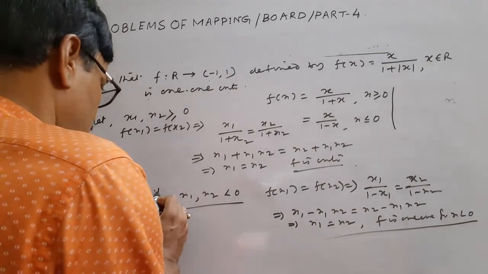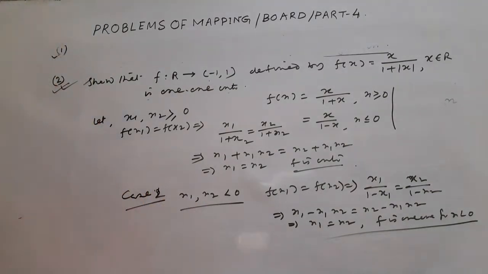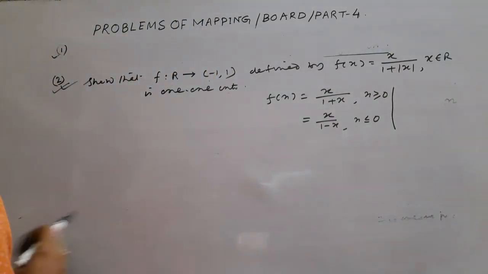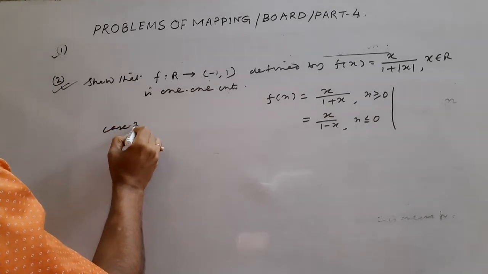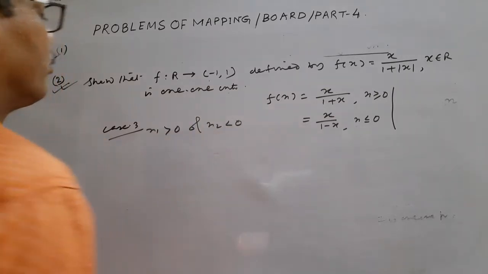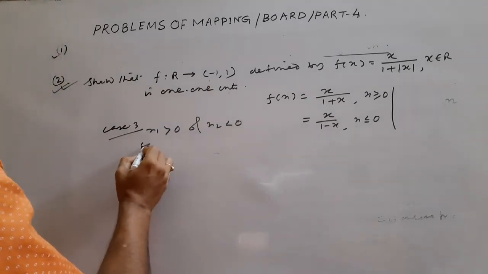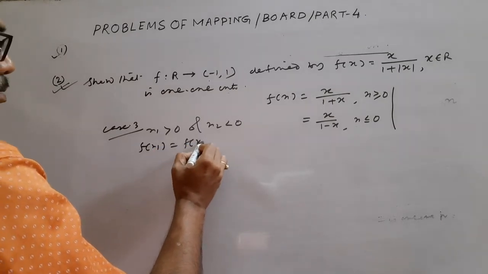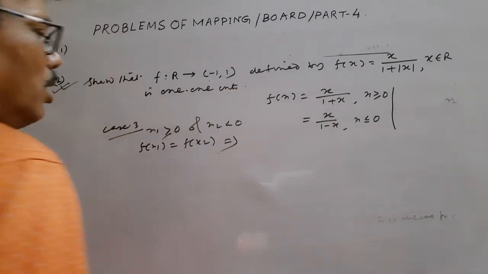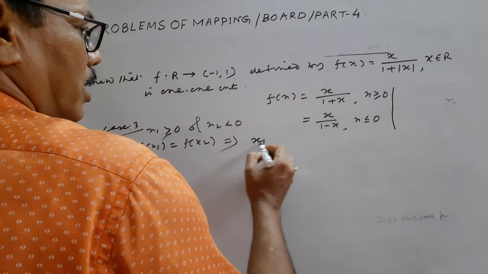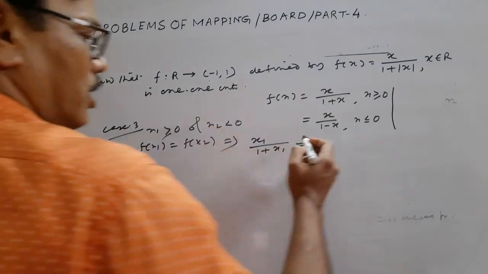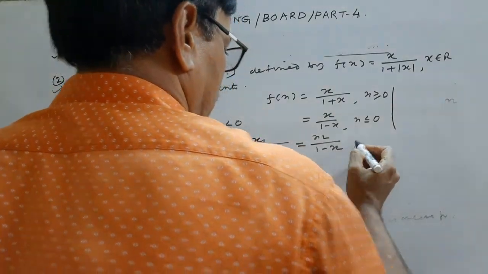Now case 3: x1 greater than or equal to 0 and x2 less than 0. Then f(x1) equals f(x2). So for x1 greater than or equal to 0, f(x1) is x1 by 1 plus x1, and f(x2) for x2 less than 0 is x2 by 1 minus x2.